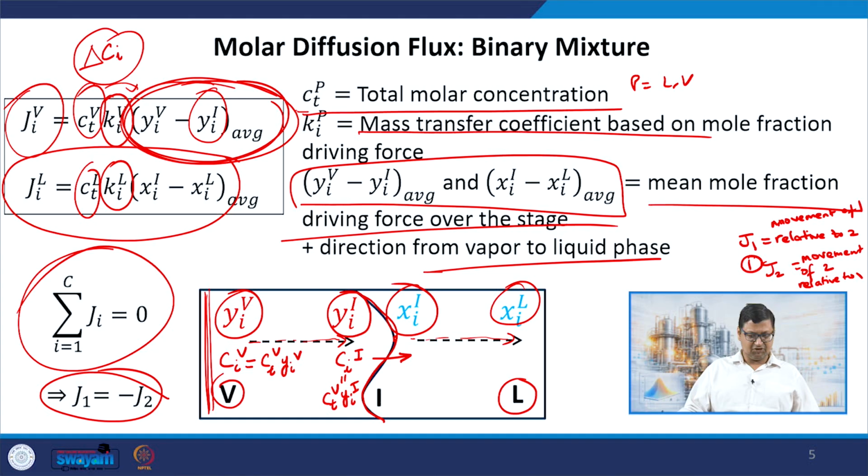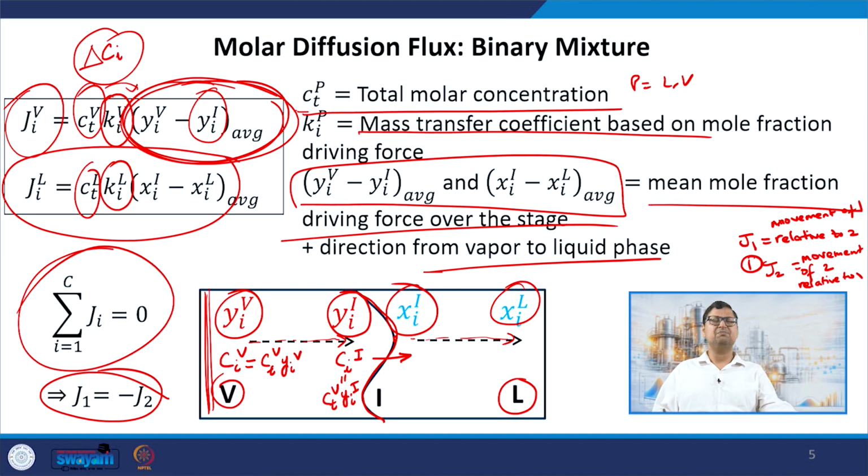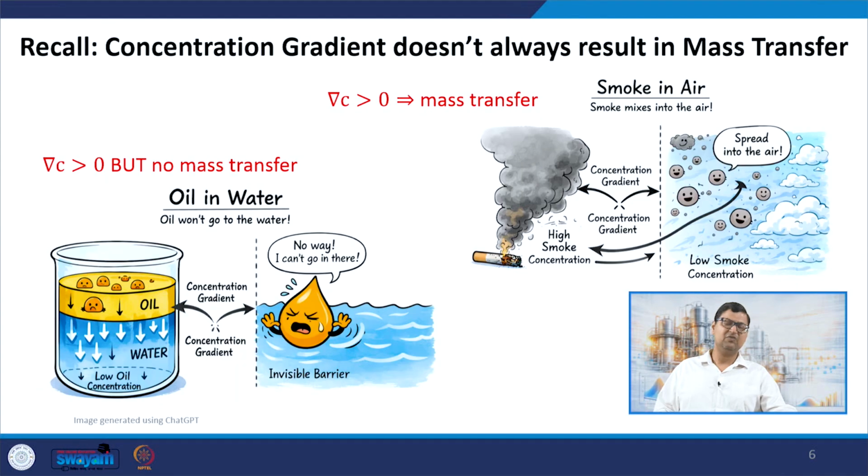So it works beautifully for a binary mixture, but then as we go to a ternary mixture and so on, things start to become bad. In fact, even this picture is not completely correct, as we discussed in the beginning of the classes, right? This concentration gradient is not always the driving force, right? And I have given examples of situations where the concentration difference does not lead to a mass transfer, right?